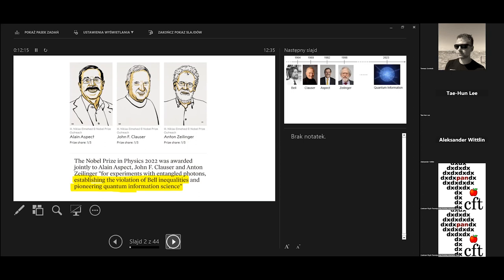And on the experimental side, quantum information requires manipulating entangled states of individual particles, and the experiments by Aspect, Clauser, and Zeilinger were among the first to achieve that. So there is clearly some kind of logical or historical link from Bell inequalities to quantum information.